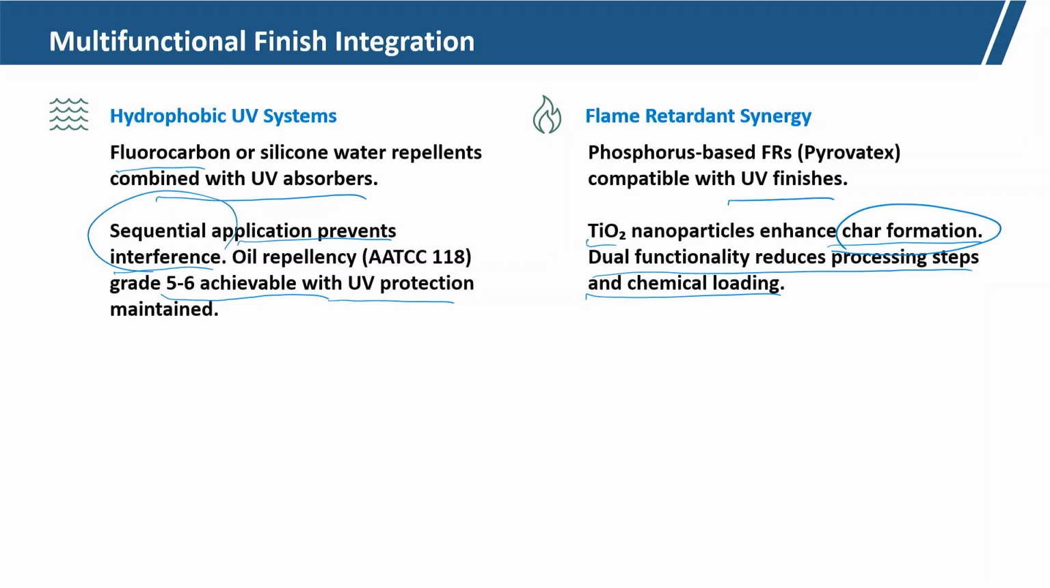If we use dual functionality, the processing steps and chemical loading are reduced. Here we are using only a single chemical. So, we must identify this type of dual functional chemicals.